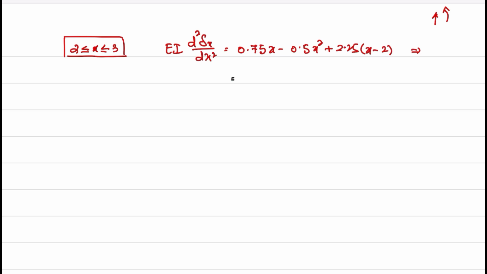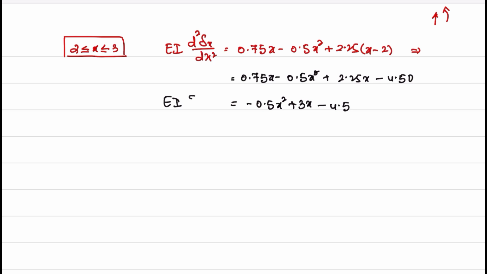That is equal to 0.75x minus 0.5x square plus 2.25x minus 4.50. 2.25x plus 0.75x is nothing but 3x. That means minus 0.5x square. By simplifying, we'll get plus 3x minus 4.5. This is the equation which is required to be integrated to find the slopes and deflection.